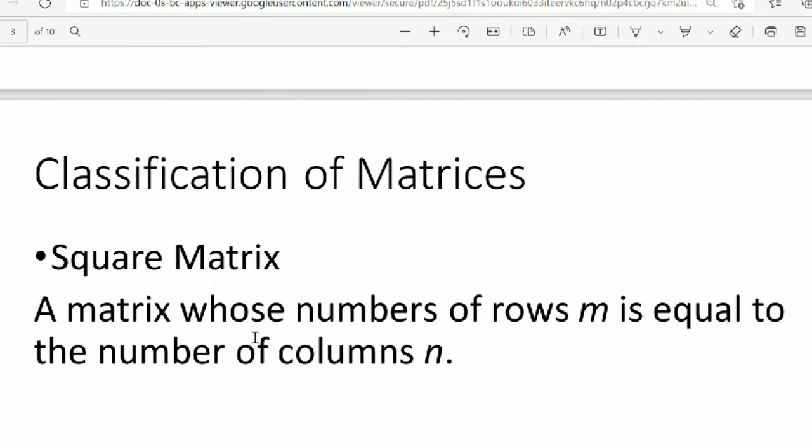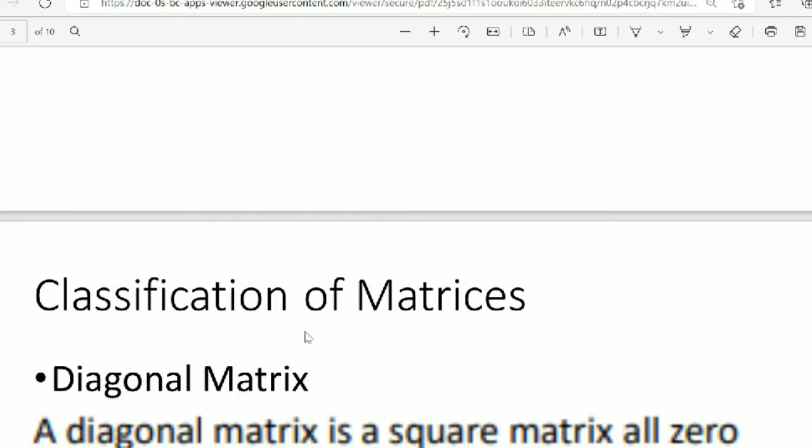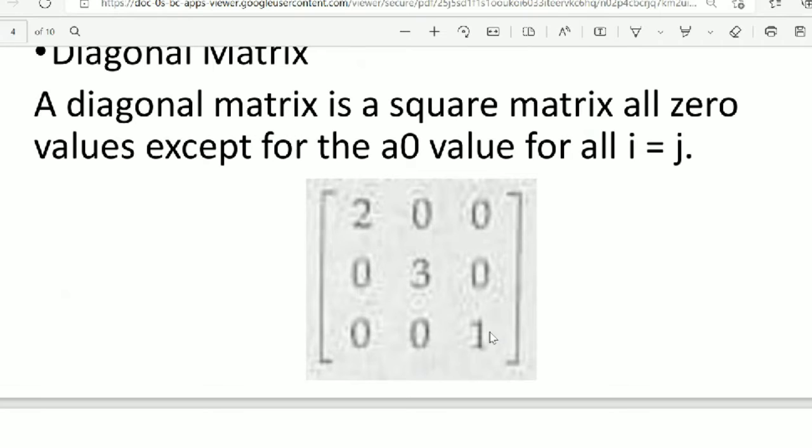So we also have classification of matrices. Number one is the square matrix, a matrix whose number of rows m is equal to the number of columns n. Also, we have a diagonal matrix. A diagonal matrix is a square matrix with all zero values except for the a_ij values where i is equal to j. So simply when we say diagonal matrix, the lower triangular and the upper triangular entries are zeros, and then we have the values on the diagonal.